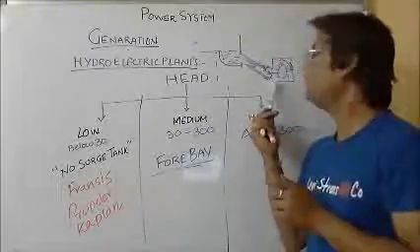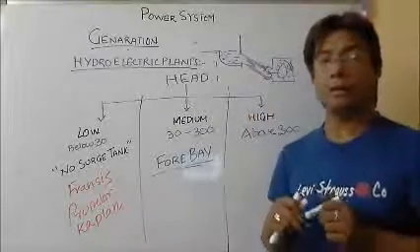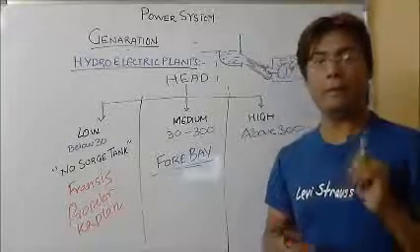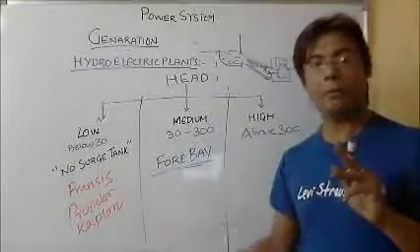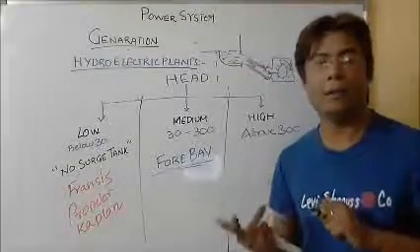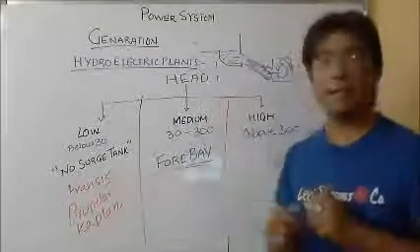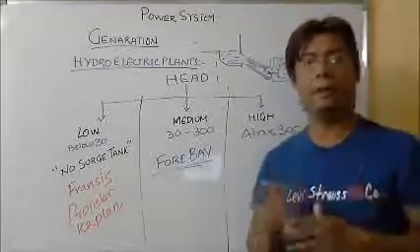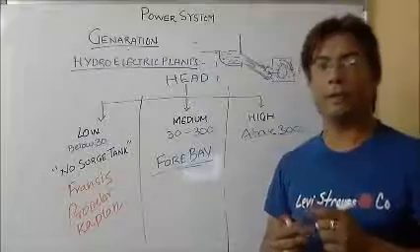This is all the intake before my turbine. So there is a difference between the surge tank and the forebay. They both work for the same purpose: during the addition of the water, they furnish the additional water when required, and they keep the water when the load reduction is there.